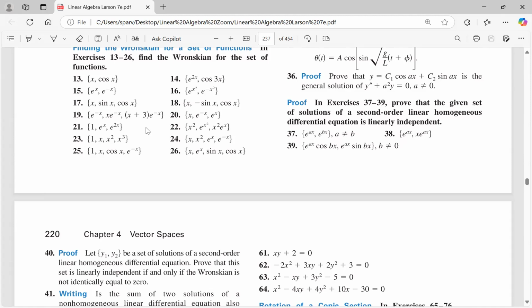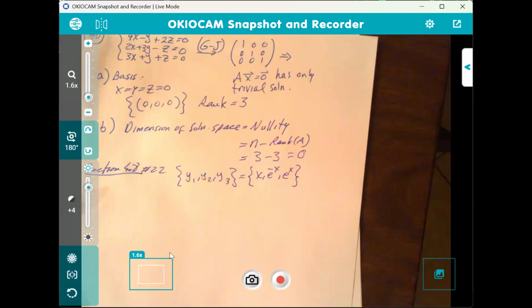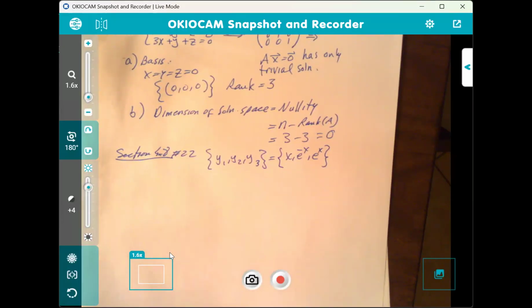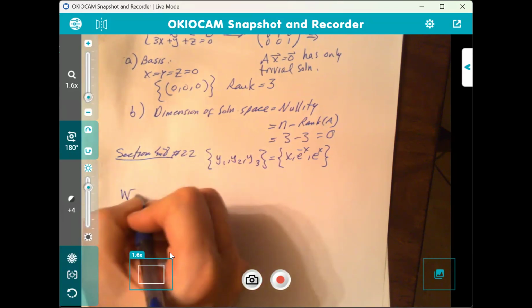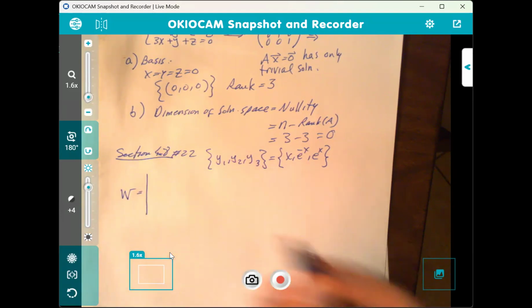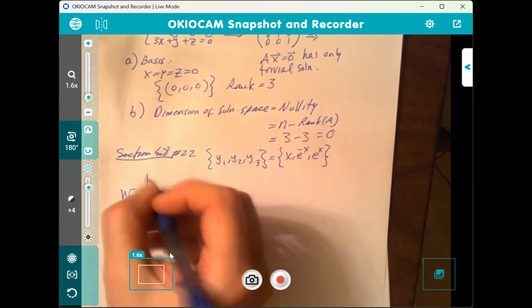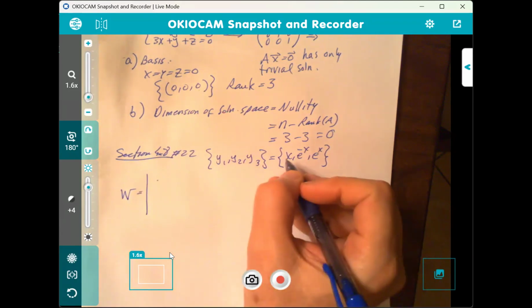In number 22, we have a set of solutions. I'm going to write y1, y2, y3 is equal to, the solution is x, e to negative x, and e to the x. So suppose this is the solution to some differential equation. Now let me change back to my notepad. Okay, so there you go. I wrote this exercise. And let's find the Wronskian. W is the Wronskian here. Remember, the Wronskian is going to be the determinant in this case of a 3 by 3. It starts with y1, and y1 is x.